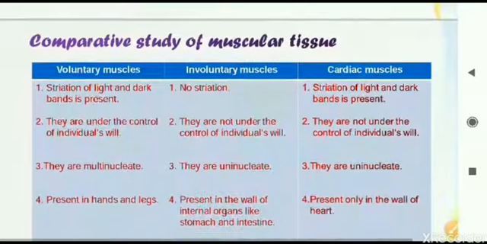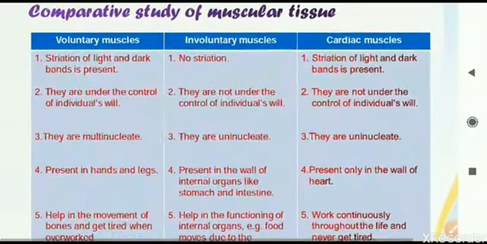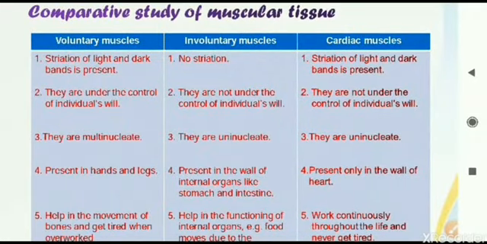Let us have a comparative study of these muscular tissues. Different things we have seen, just like a revision you can take it. First is voluntary muscle. You have seen striation is there, light and dark color bands are there. Similarly, in cardiac muscle also striation is there.